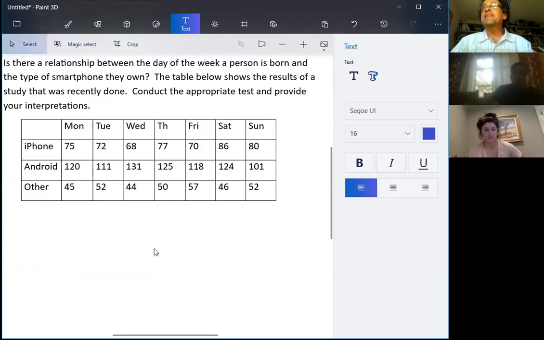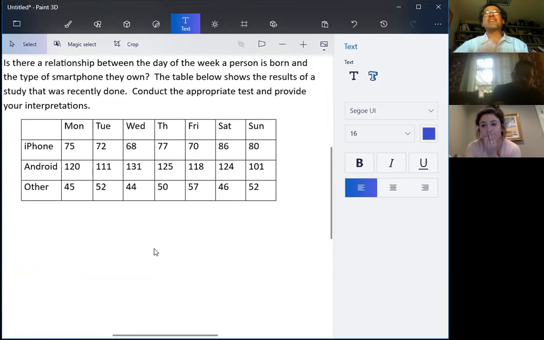Okay, so is there a relationship between the day of the week a person is born and the type of smartphone they own? The table below shows the results of a study that was recently done. Conduct the appropriate test and provide your interpretations. So notice that the survey question is what day of the week were you born? So Dominique, what day of the week were you born? I have no idea. I get that a lot. How about you, Robert? I think I was born on Wednesday. Good. Notice you didn't give me a number and you didn't say yes or no. Did you see that?